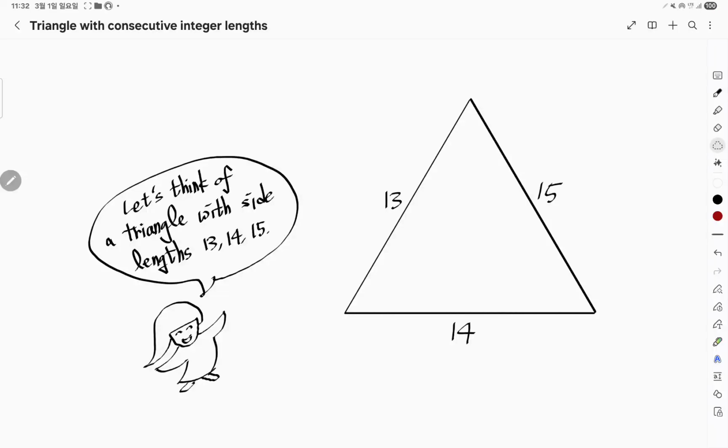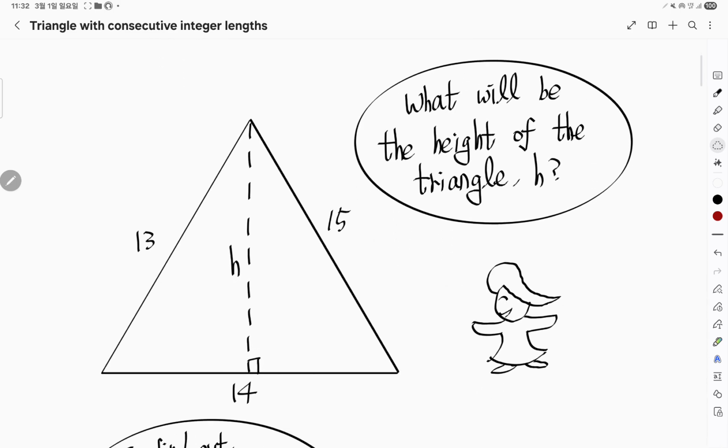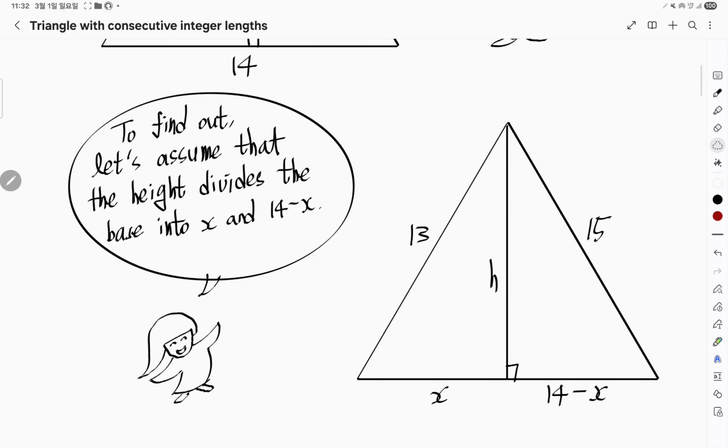Hello everyone, let's think of a triangle with side length 13, 14 and 15. What will be the height of the triangle, h? To find out, let's assume that the height divides the base into x and 14 minus x.